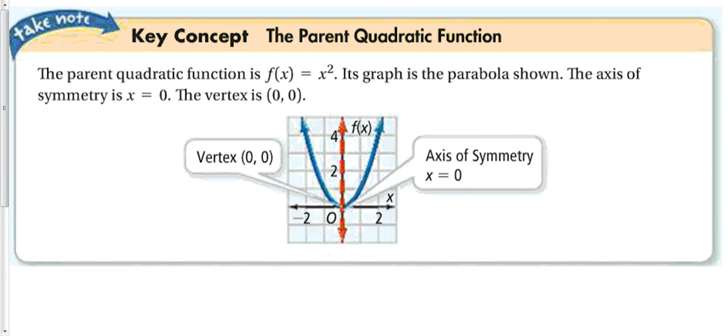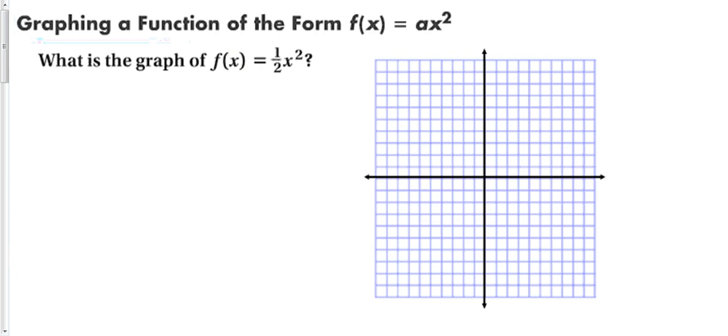Okay. So here's a picture of the parent quadratic function. Notice that the vertex is at 0, 0. The axis of symmetry is at 0. And it looks like a nice smooth curve. All right. And if I wanted to figure out the points on this curve, I can plug numbers into my parent function.